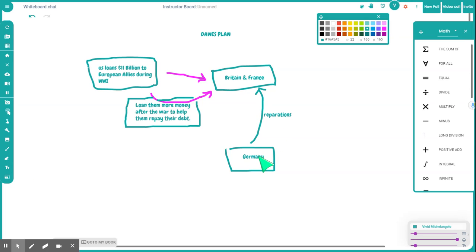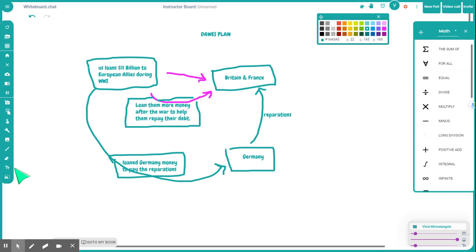The thing is that Germany cannot afford to pay reparations to Britain and France because Germany is also in economic ruin. So, what did the United States do? Well, in addition to loaning Britain and France money and restructuring the debt, the United States also, guess what we did? We loaned Germany money to pay the reparations. So the idea here is that now Germany should be able to, right? Germany is going to get the money.